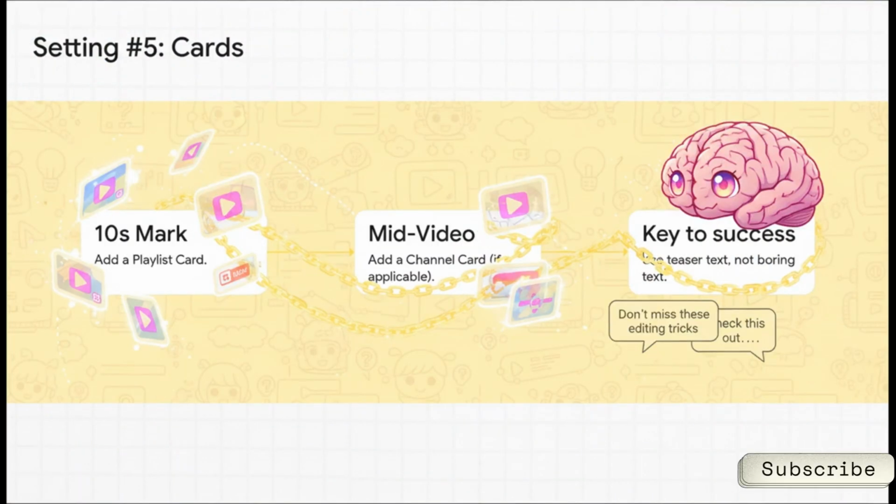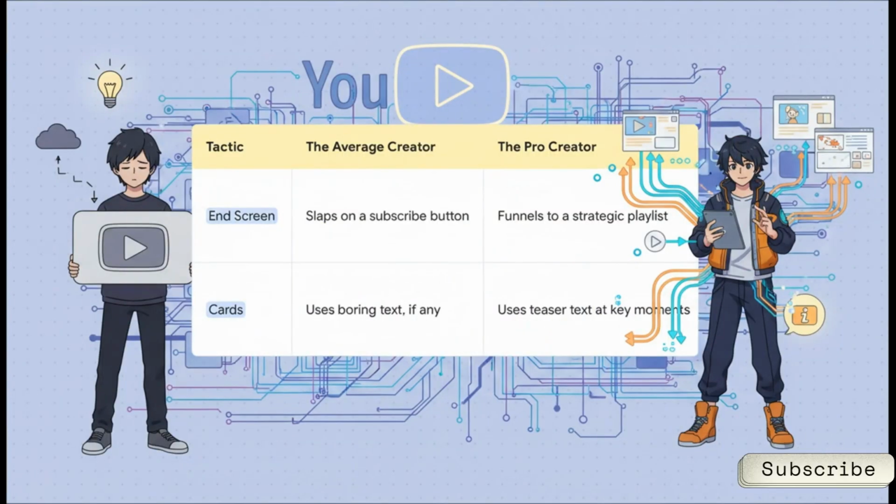But what about the people who click away early? That's where cards come in. You want to add a card that links to your playlist right around the 10-second mark. And please, use some good teaser text. Don't just say, check this out. Say something like, the secret trick is in this video. Pique their curiosity.